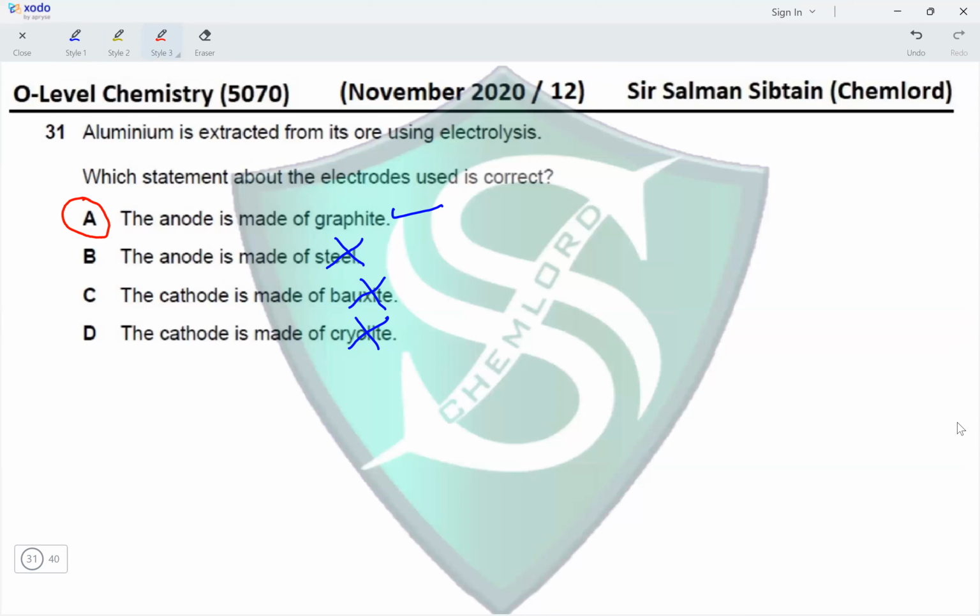By the way, bauxite is the ore of aluminum that is used in electrolysis, and cryolite is the solvent in which the aluminum oxide, rather, bauxite, is dissolved in order to lower its melting point.